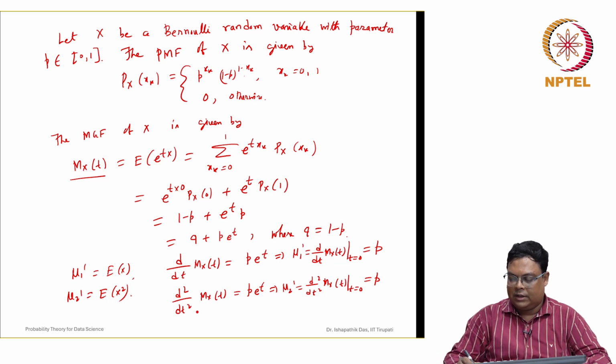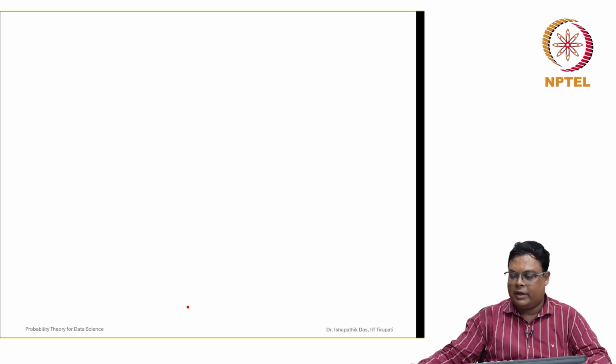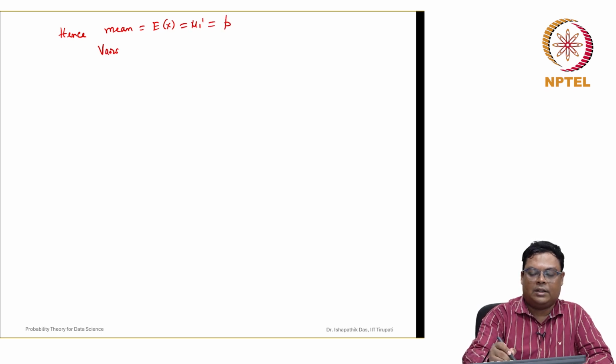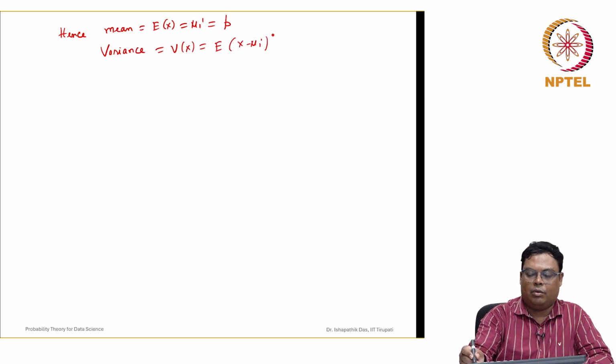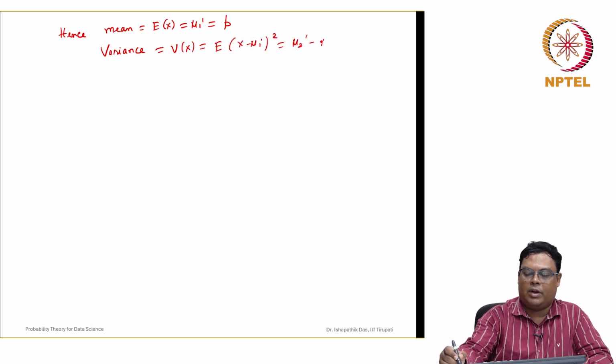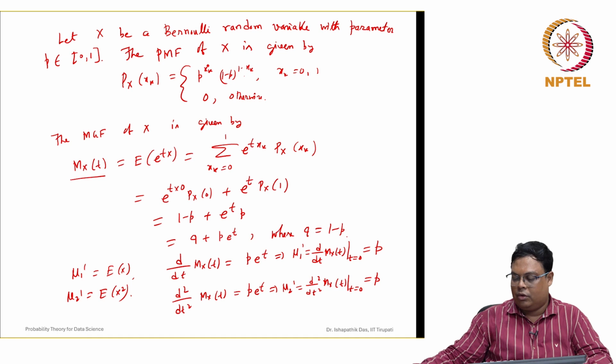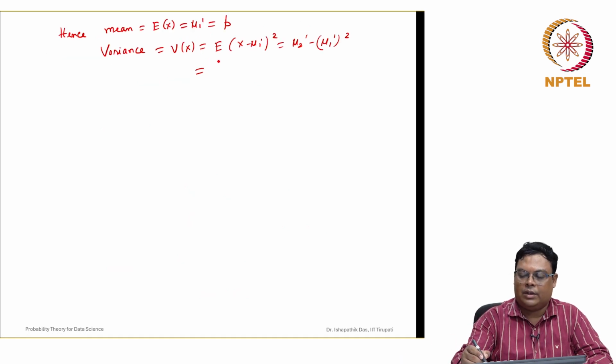Hence the mean, which is the expected value of X, mu1 dash, we found to be p. And for the variance of X, we use the expected value of (X minus mu1 dash) whole square. We know the simplified formula is mu2 dash minus (mu1 dash) whole square. Here mu2 dash is p, and mu1 dash is also p, so this is p minus p square, so p into (1 minus p), which is nothing but p q.